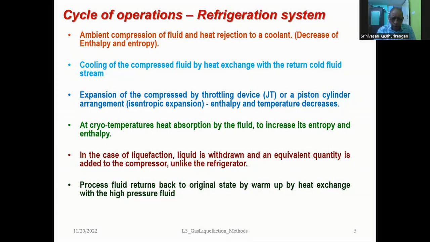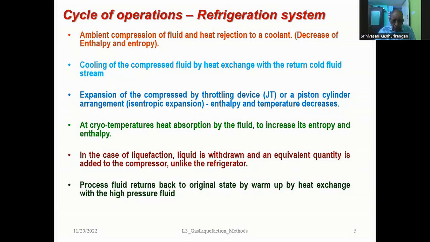Now, gases expand at the Joule-Thomson valve, or maybe it will be cooled further in a piston cylinder arrangement, which is isentropic expansion, wherein the enthalpy and the temperature decrease. So you will now be decreasing the temperature of the gas and also its enthalpy. And at cryo temperatures now, heat is absorbed by the fluid. It again increases its entropy and enthalpy.